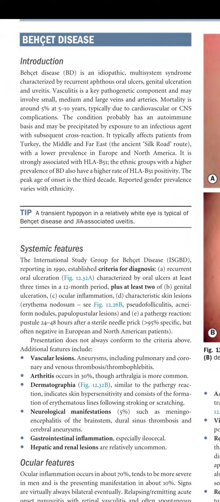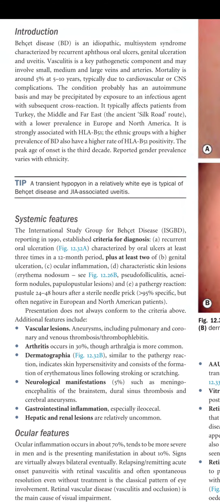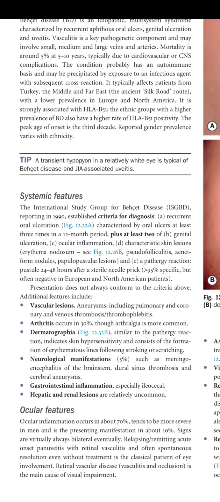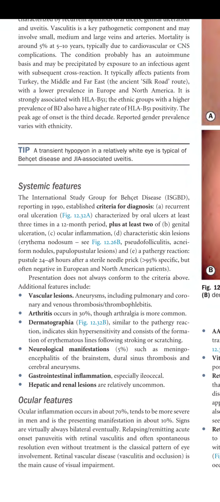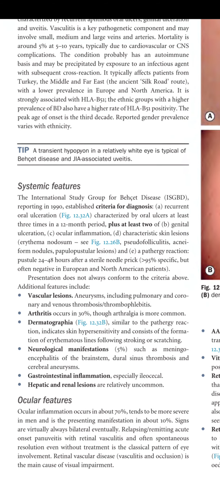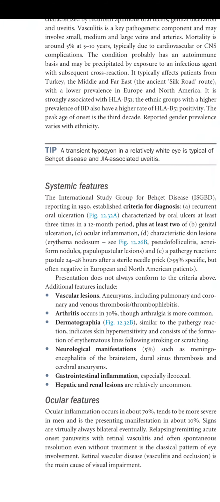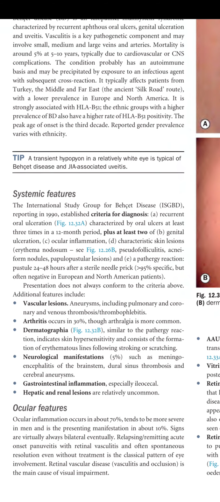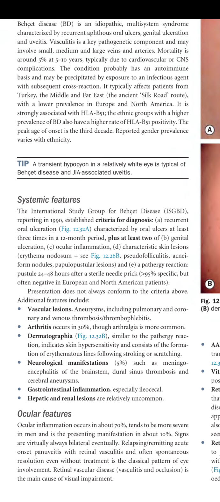The peak age of onset is the 3rd decade, so at the age of 30 years. Reported gender prevalence varies with ethnicities. A transient hypopyon in a relatively white eye is typical of Behçet disease and juvenile idiopathic arthritis associated uveitis. So there is a hypopyon that is mobile. So what are the systemic features of Behçet disease?